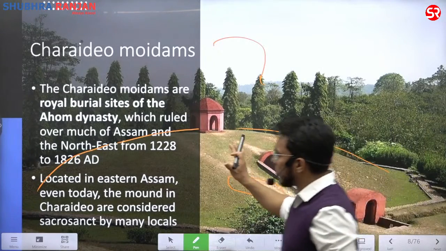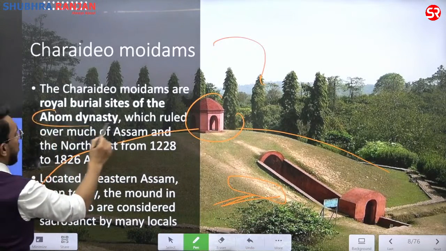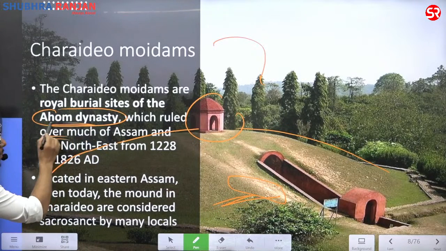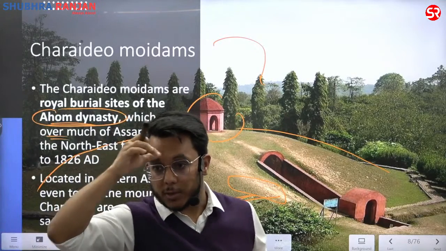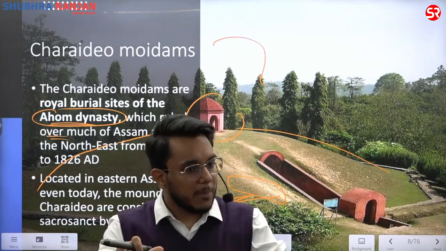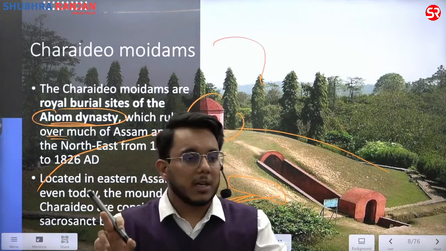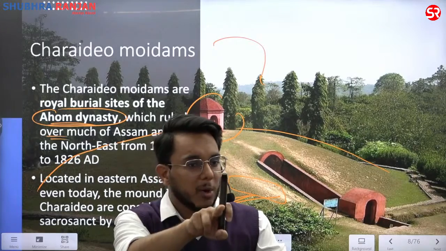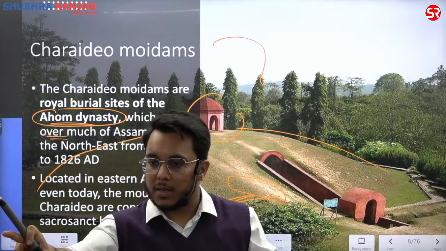Now first of all, these are the mounds of the Ahom dynasty's royalty. Understand this thing, the Ahom dynasty becomes very important this particular year. Why? Tell me, first of all, two reasons why it is important. Very good. We saw in the last class, number one: Lachit Borphukan's 400th anniversary was celebrated recently, and Lachit Borphukan was from the Ahom dynasty. Is it clear? The Prime Minister mentioned Lachit Borphukan recently.